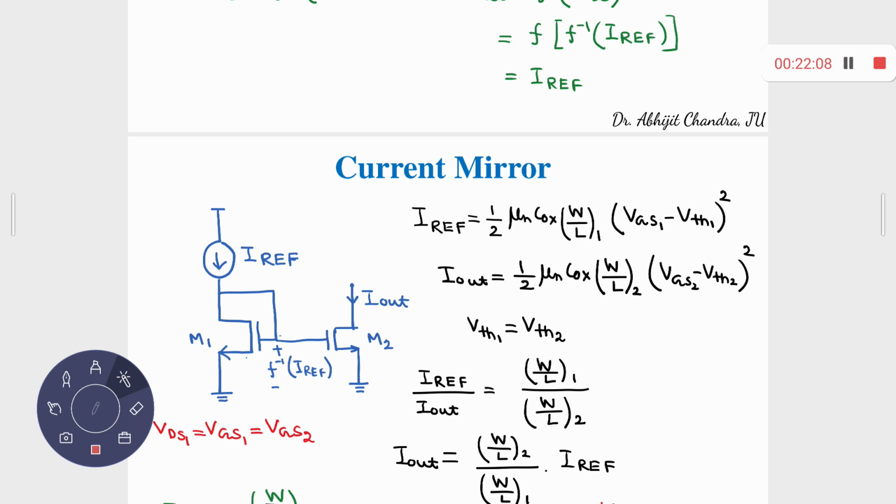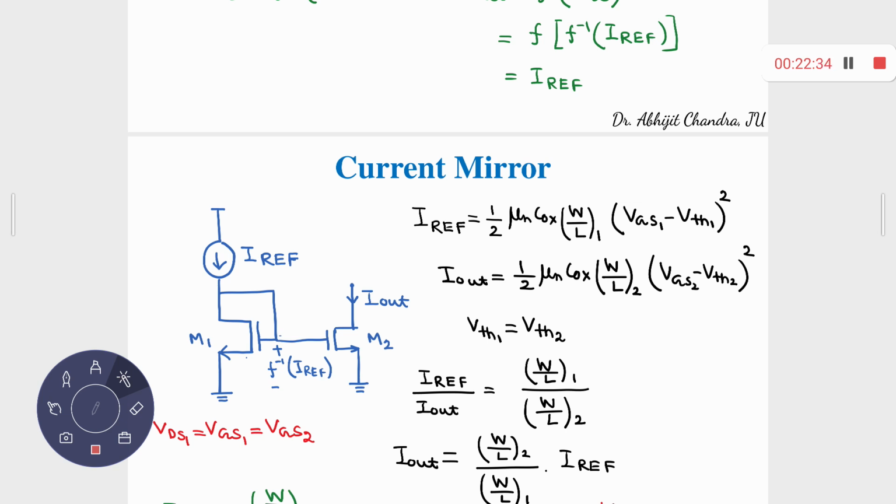and gates are connected together. So VGS1 is equal to VGS2, but these drains are not connected together. So VDS1 is equal to VGS1 is equal to VGS2. That's great, but that is not equal to VDS2.